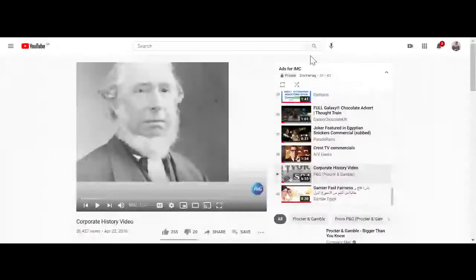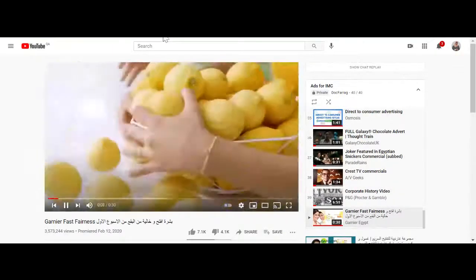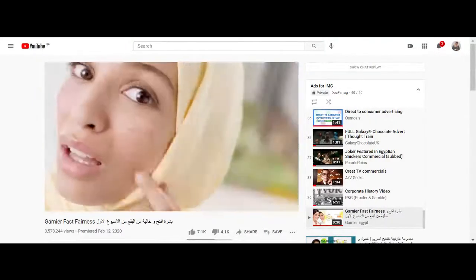Let me show you a recent one, because don't think that it's only the old ones. Let me show you something recent for another brand too, not just this one. Can you see, all of you? What is all this lemon? It's in Arabic, but sorry about that.